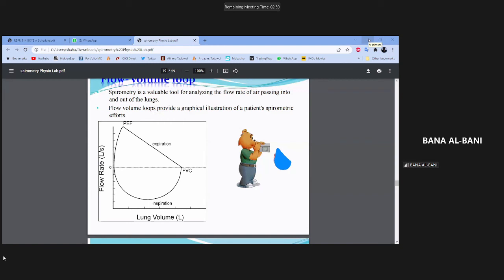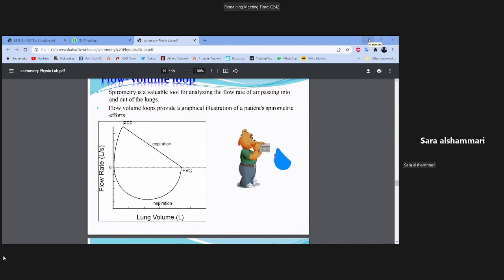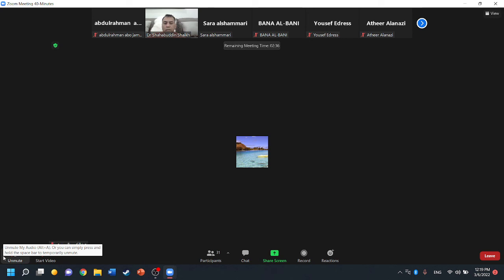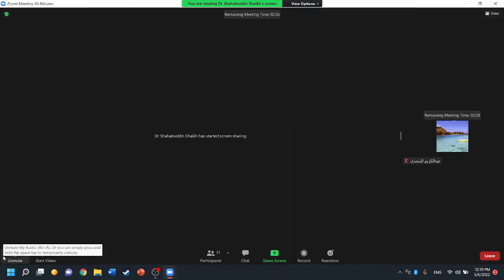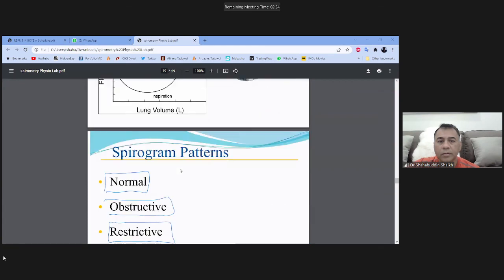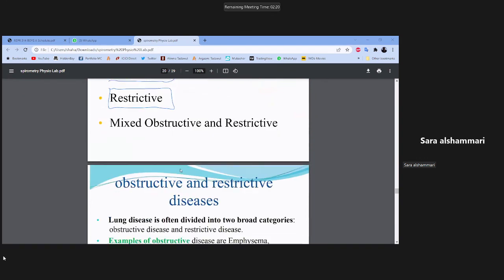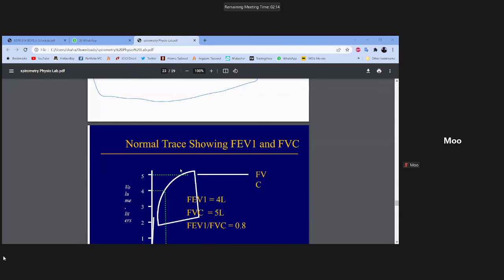Doctor, the screen is frozen. What happened? On the Chrome. Doctor, stop sharing and share again. Okay, share screen and PDF. Where is the PDF? This one is the PDF. Are you able to see now? No, we can't see the PDF. Yes, the PDF I am sharing. Okay, so forget about the PDF now.